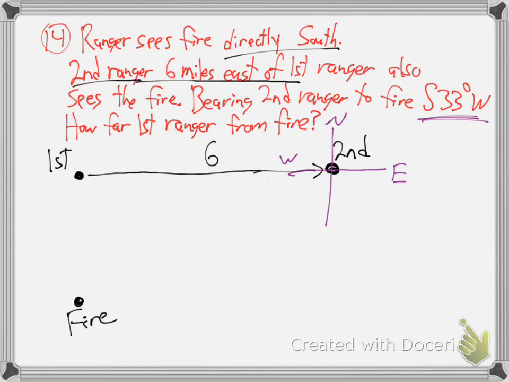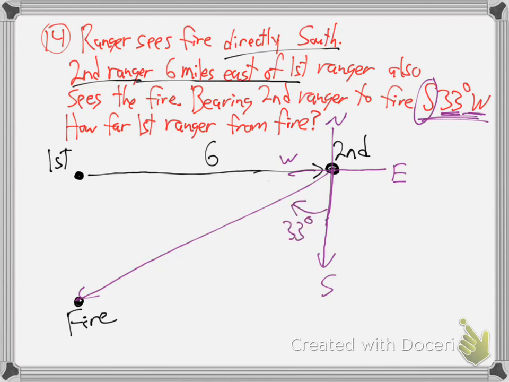Okay, so remember, whatever comes first you start with. First comes the south. So south, but not straight south, 33 west from the south. You start with the south, and then from that, come off 33 degrees. That's the bearing to the fire. We're saying this is 33 degrees, the bearing to the fire. I'm sorry, I probably did that backwards. I probably should have started by drawing a line directly from the second ranger to the fire, because that's what we're talking about.